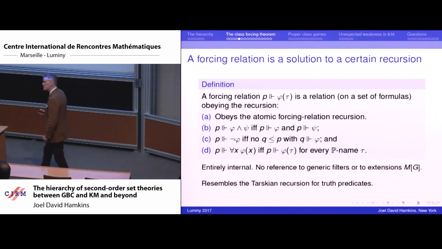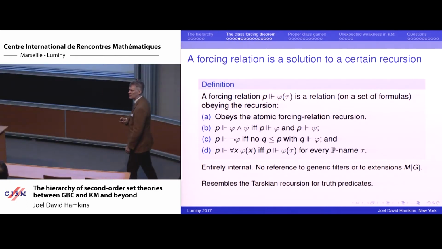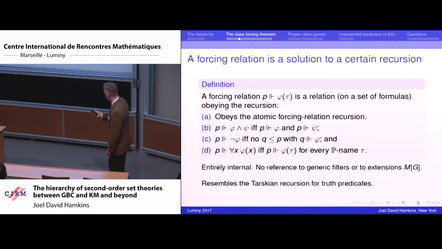Yes? So phi is first order? Yes, first order here, yes. So there's no problem with extending to the second order. I mean, one can write down similar recursions for the second order. You could have class parameters? Yes, yes. I omitted the class parameters here, so I'm simplifying a little bit. So one should have class name parameters here in the case of GBC, and in Kelley-Morse you really want full second order.